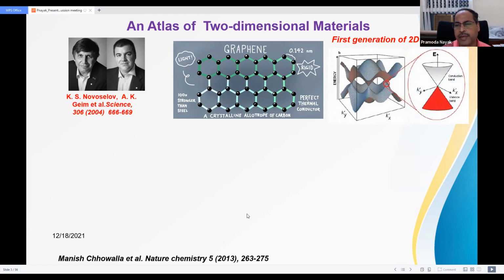Due to the lack of a band gap, we cannot use it to tune the Fermi level of the system. So we cannot use it in the semiconductor industry. But for flexible electronics and some other applications, we can use graphene.